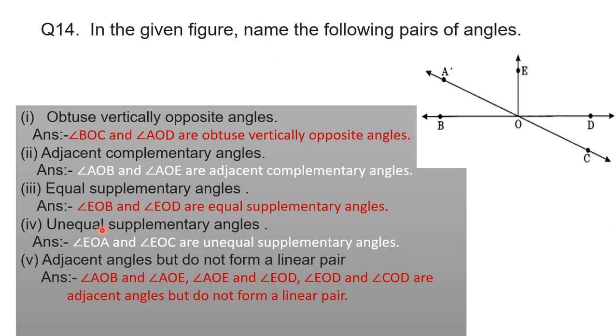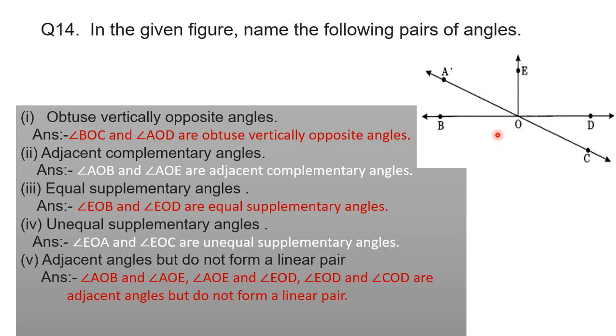Okay. Now unequal supplementary angles, we have to find the pair of unequal supplementary angles. Now see, let's imagine only the line AC and OE stands on it. So we can take angle EOA and angle EOC. They are the supplementary angles. This is the acute angle and EOC is the obtuse angle. So both add up to 180 degree.